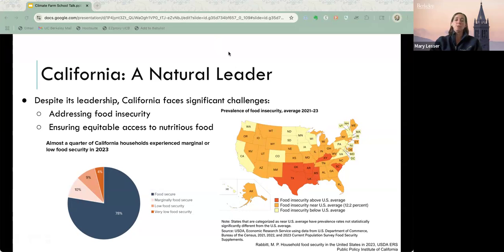We have a very large state. We have a very large diverse population that lives in California. A lot of different unique needs, a lot of different intersections and different food systems that are overlapping or even butting up next to each other. And so it is also a very constantly changing climate.